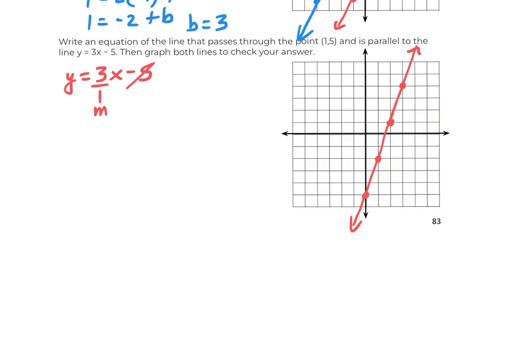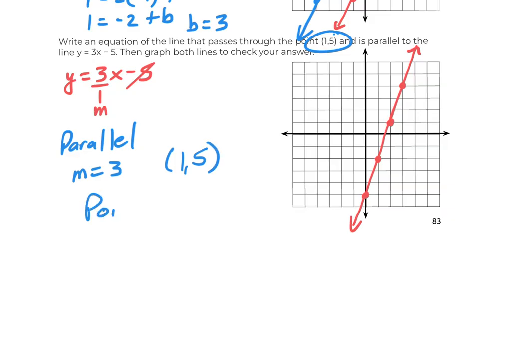So the parallel slope here would be what? 3 over 1. Okay, it does not change. So it'd be 3. And then we're going to use a point, and the point that we are using is 1, 5. Okay, but on this one, instead of slope-intercept, I'm going to use point-slope.